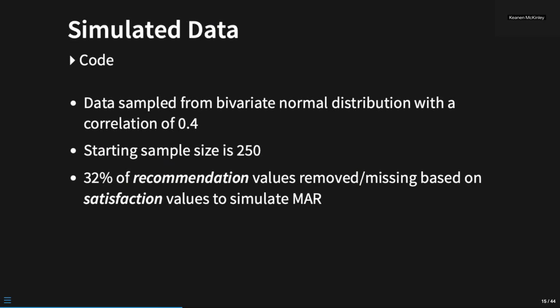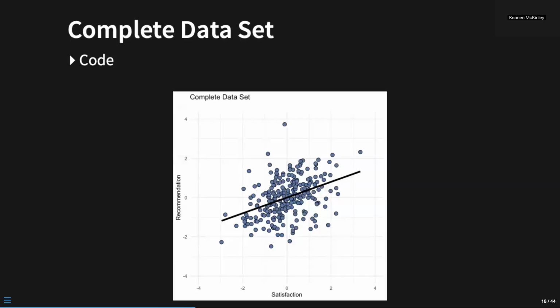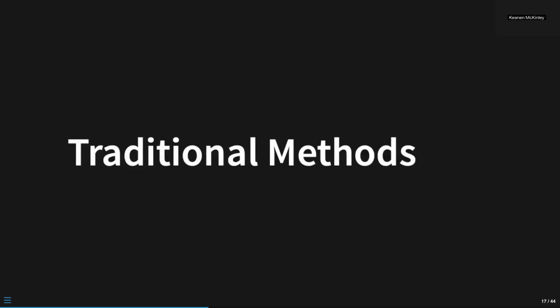The details of this data are in the full article, but what we tried to do is base it on our findings in the literature review. So these numbers are grounded in the internationalization literature that we looked at. So we've tried to make this realistic. This is the complete data set. There's a correlation of 0.4 between satisfaction, which is on the bottom here, and recommendation on the y-axis. So that's the complete data set.